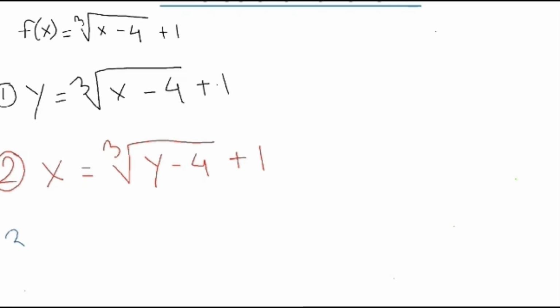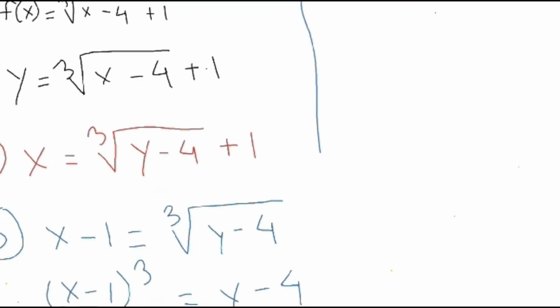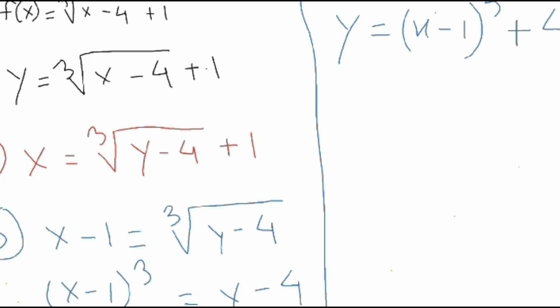Step 3 is where we solve for y. At first we write the equation we got from step 2. Then subtracting 1 from both sides, we get x minus 1 equals cube root of y minus 4. Then cubing both sides, we get x minus 1 whole cube is equal to y minus 4. At last we add 4 on both sides and we get y equals x minus 1 whole cube plus 4.